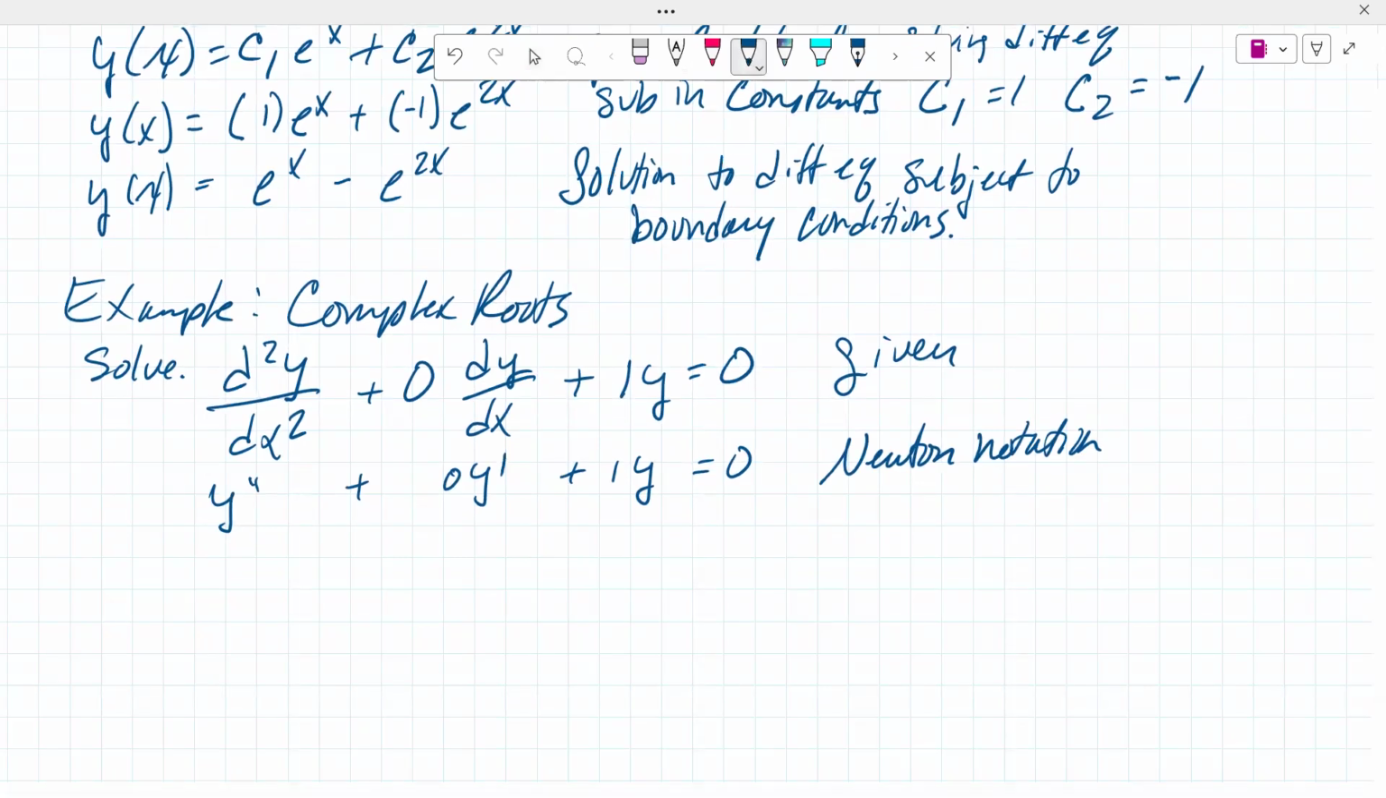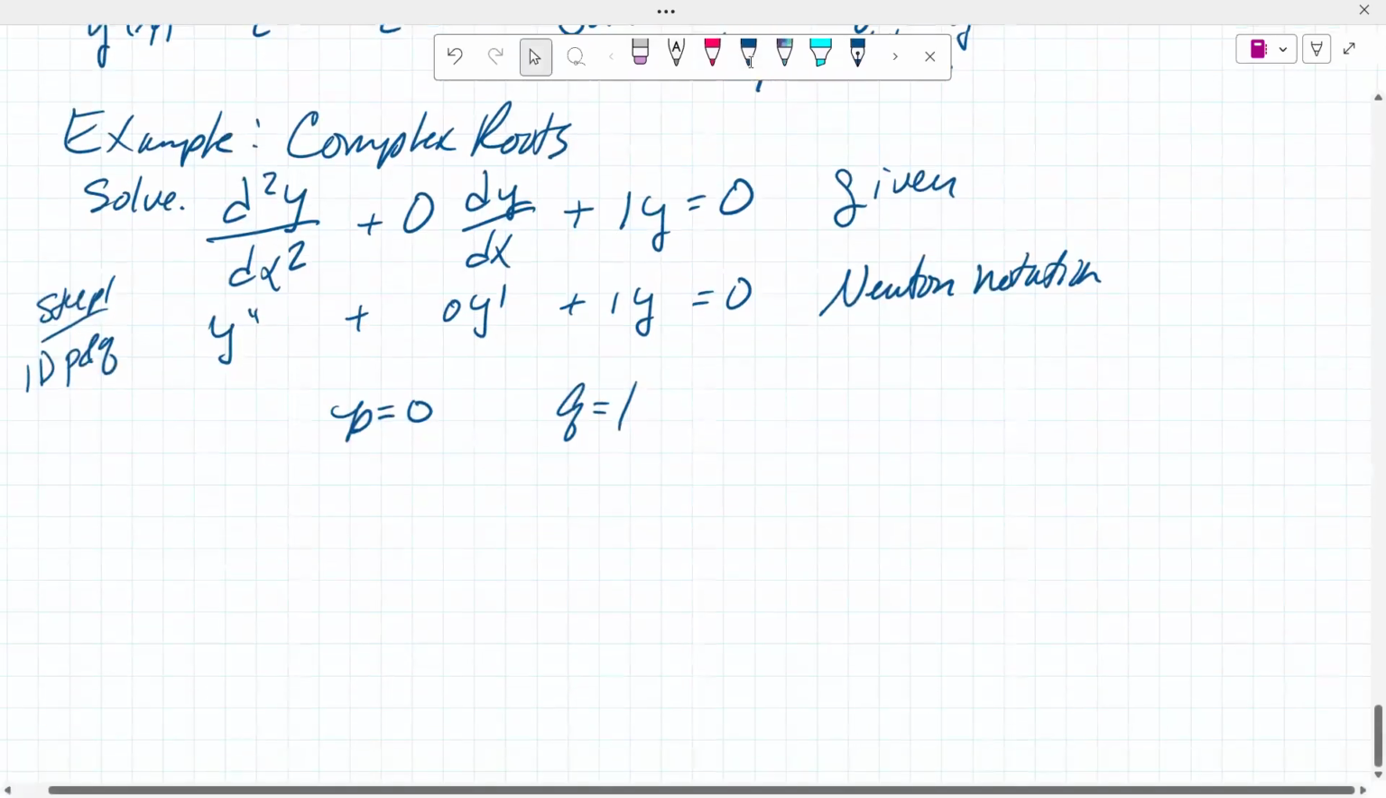So this is step 1. Identify P and Q. All right, so by inspection, I can see that P equals 0 and Q equals 1. All right, great. We're already on to step 2. Step 2.